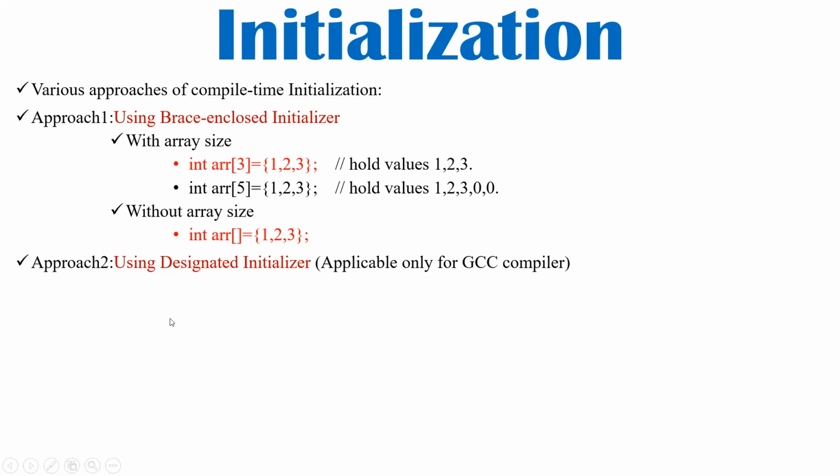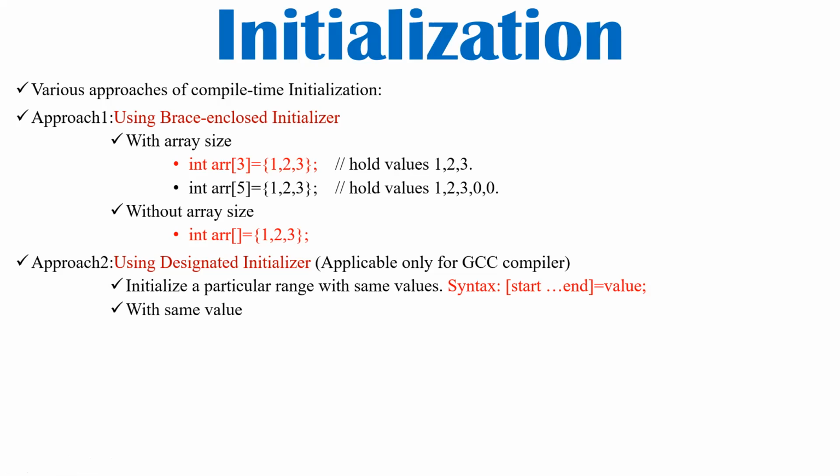Next, the second approach is the designated initializer. That is, for a range of indexes, we give some values. This is applicable only for the GCC compiler. It initializes a particular range with the same value. To initialize, within the square brackets, starting index, 3 dots, ending index, equal to the value we need to assign. This is the way we assign values to the array variable.